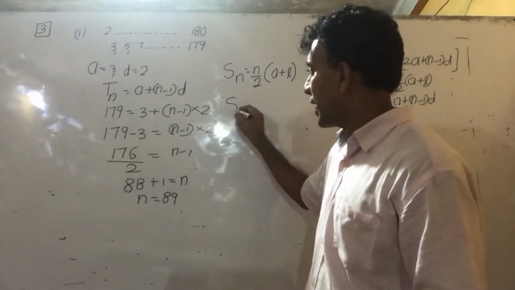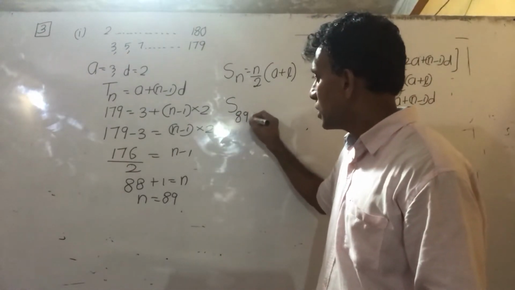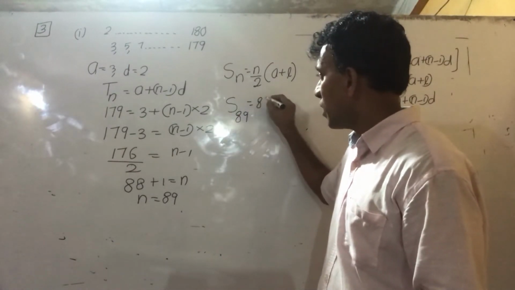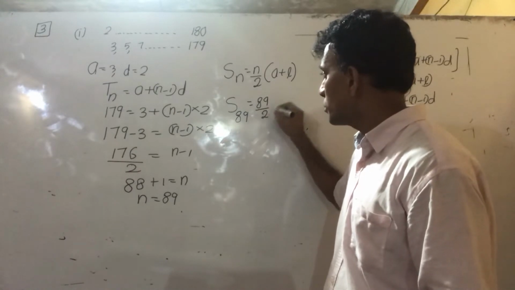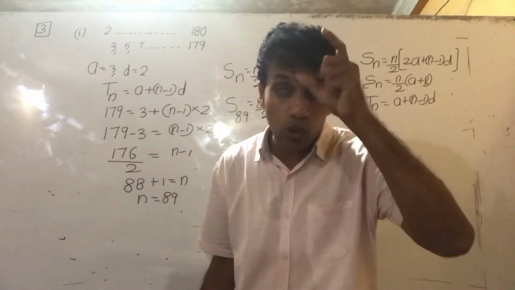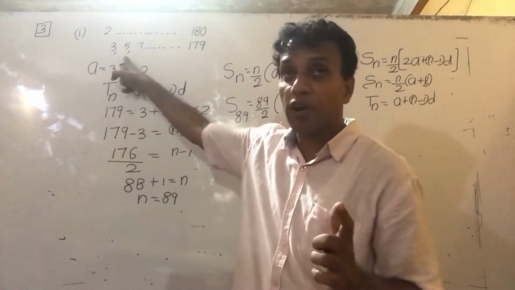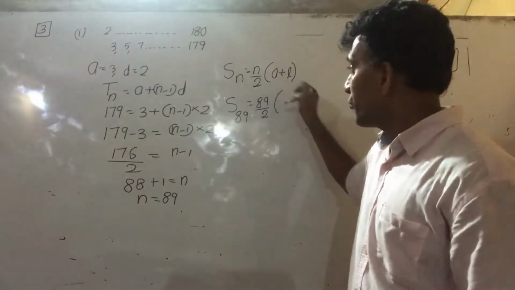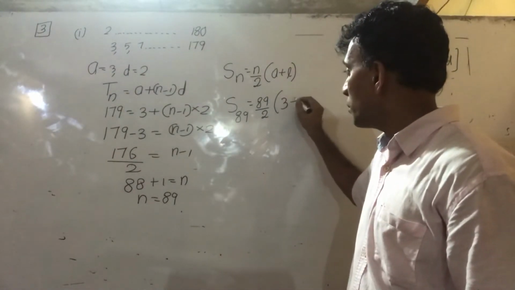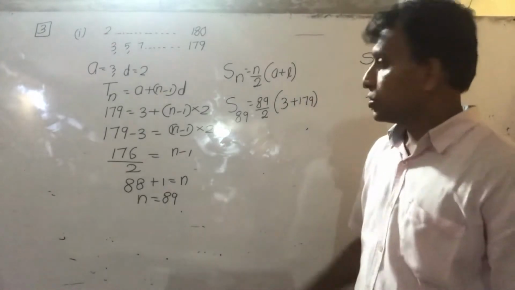So we'll find S89: n is 89, so 89 over 2. What is a? a is 3, don't say 2, we won't take 2. You have to look at the series here, which starts at 3, 5 and so on. So a is 3 and the last number is 179.